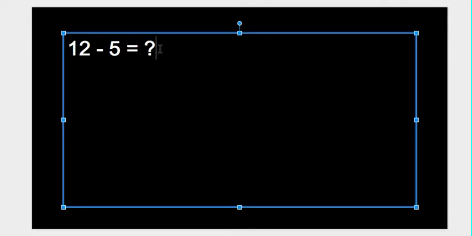I think you can answer this. I'll give you a second. 12 minus 5 would be equal to what? If you said 7, you'd be correct. It is definitely 7.